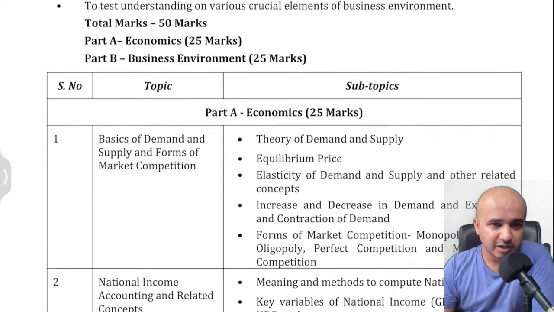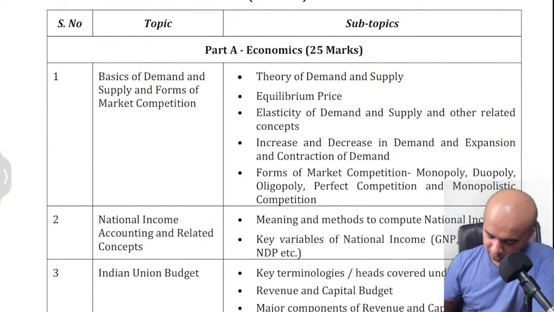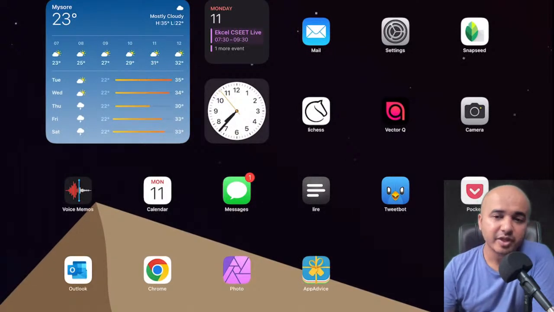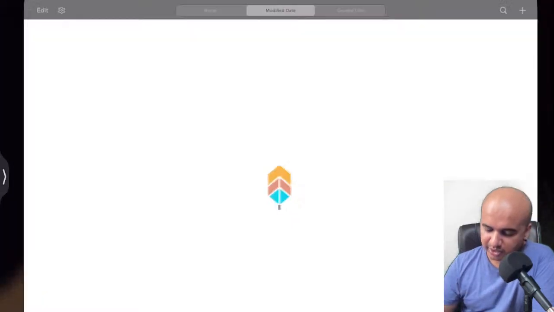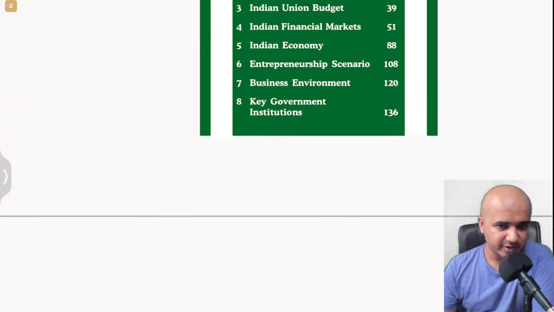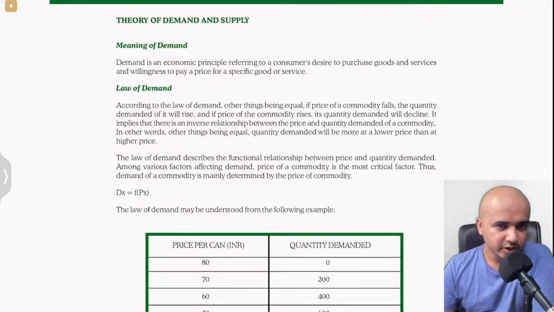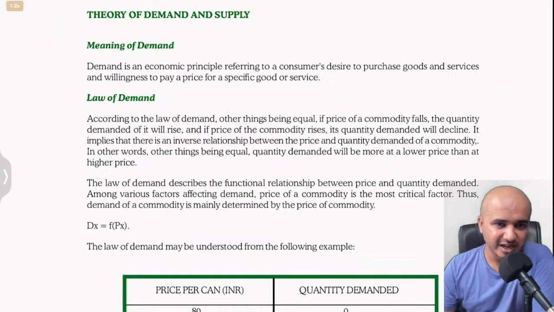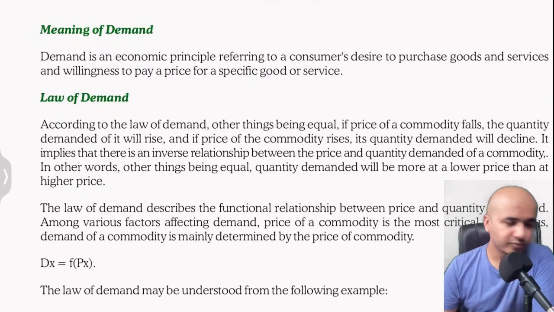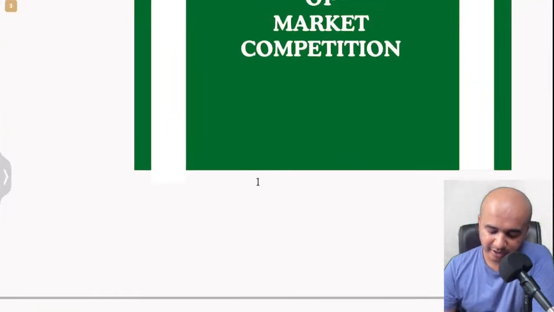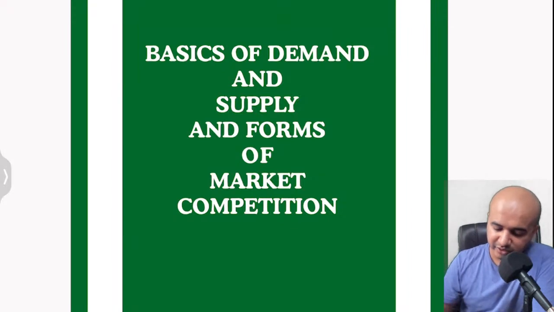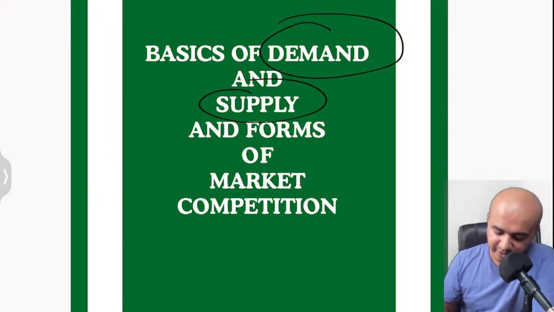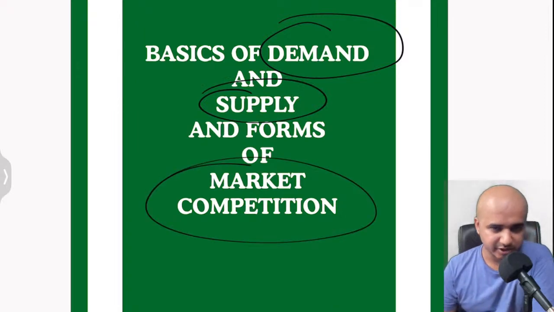Now let's start with the first chapter itself. Let's move on. What I've done is I've downloaded the reference material. I'll be using the same reference material because it is far easier, because you also will be having the same reference material. We'll just look into the topics here, and wherever necessary I will try to explain in detail. Now, as I said, the first chapter is about basics of demand and supply and forms of market competition. There are various topics which they are covering. First of all, demand, then we have supply, and finally market competition.